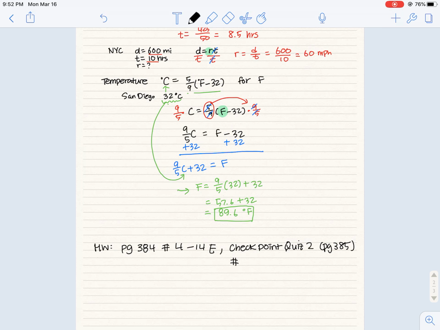Actually, no. Let's do 1, 2 through 12 even for this one. Okay, so work on these questions on a separate piece of paper. I will require you to take a picture and turn it in online. So have fun.